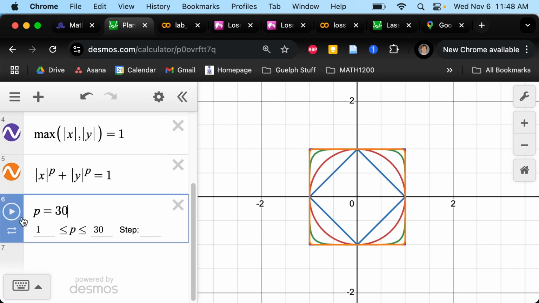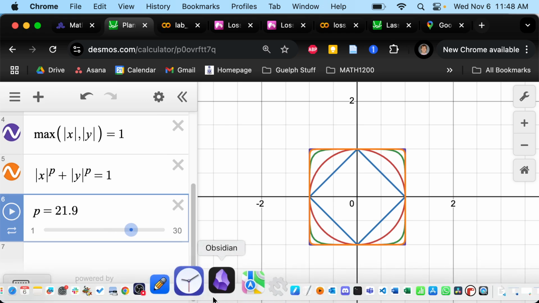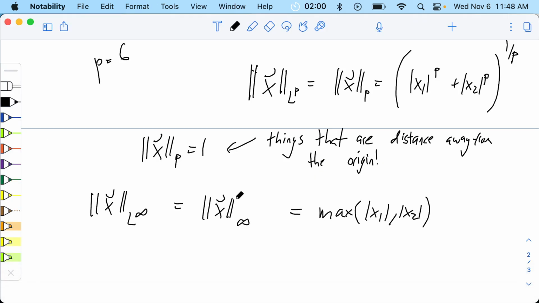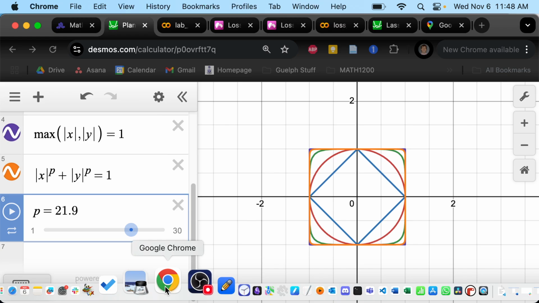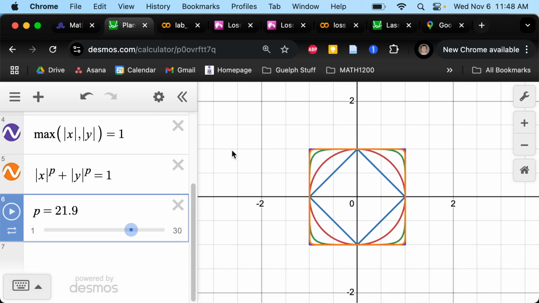Okay, so now we've learned a whole bunch of norms. You might be wondering, what does this have to do with data science? We're going to see in a second. But any questions or comments about norms? Yeah. Go back to Desmos? Yes. For the circle and the green rolling square, yeah.